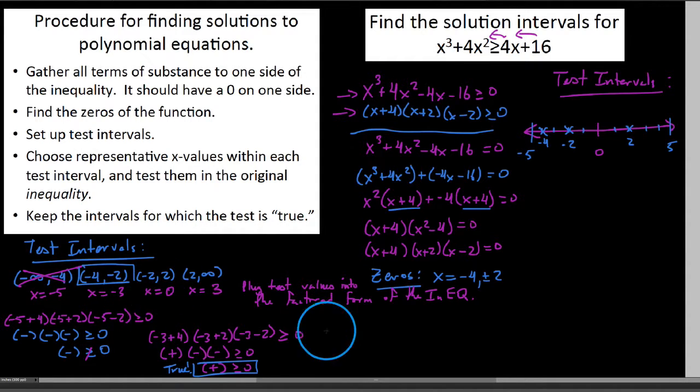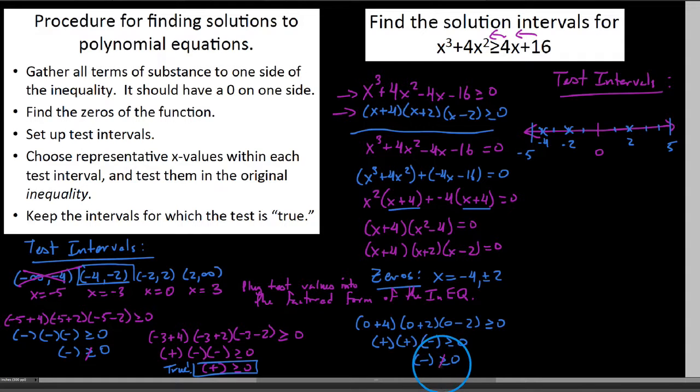Now let's try to plug in 0 here. We get 0 plus 4, 0 plus 2, 0 minus 2 is greater than or equal to 0. So we get a positive times a positive times a negative, which in this case is negative. A negative is not greater than or equal to 0, so this interval should be lost since it's not satisfying the original inequality.